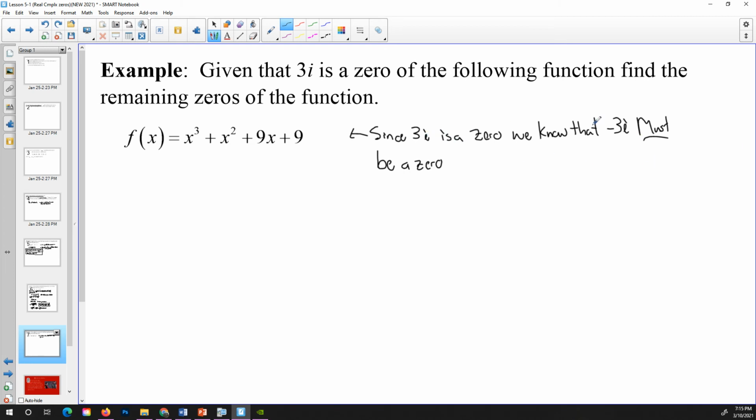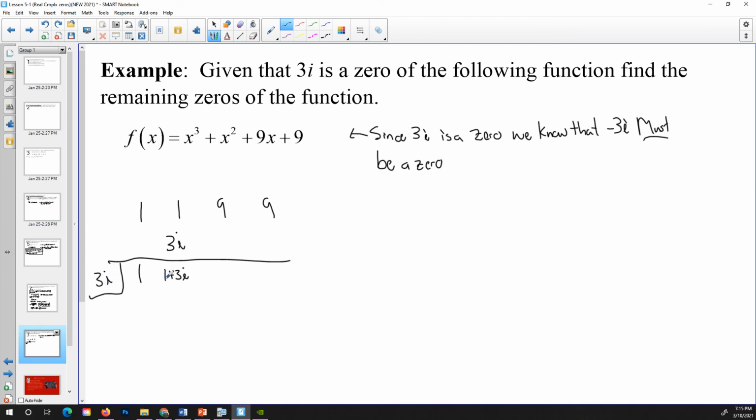So I'm going to divide these two out, and what will be left will be the last 0 of that function. It'll actually be the last factor. So leading coefficients, I'll go 1, 1, 9, and then 9. And we're going to divide out 3i. I'll bring down my 1. 1 times 3i is 3i. 1 plus 3i is 1 plus 3i.